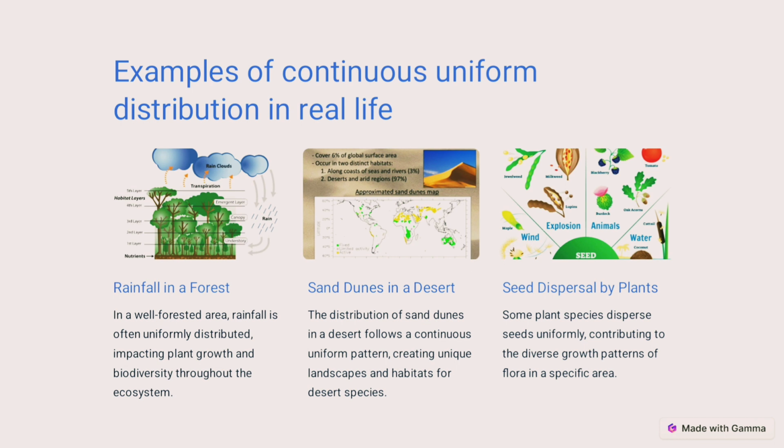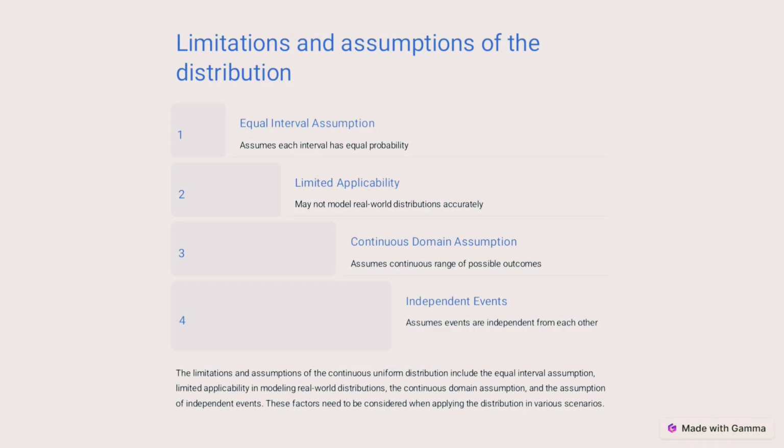On the next page there are examples of the continuous uniform distribution. The first example is rainfall in a forest. The second one is sand dunes in a desert. And the third one is seed dispersal by plants. All these are examples of the uniform distribution in real life.